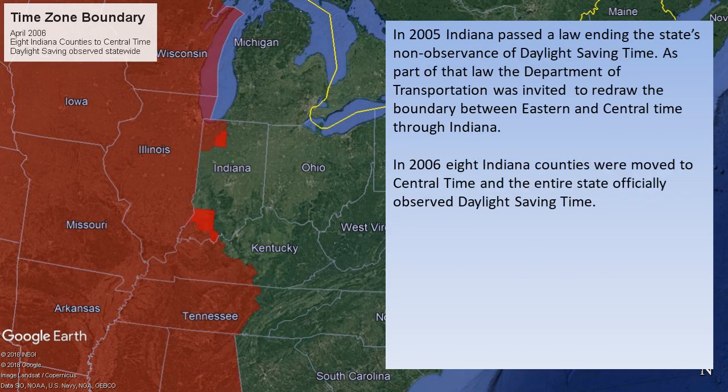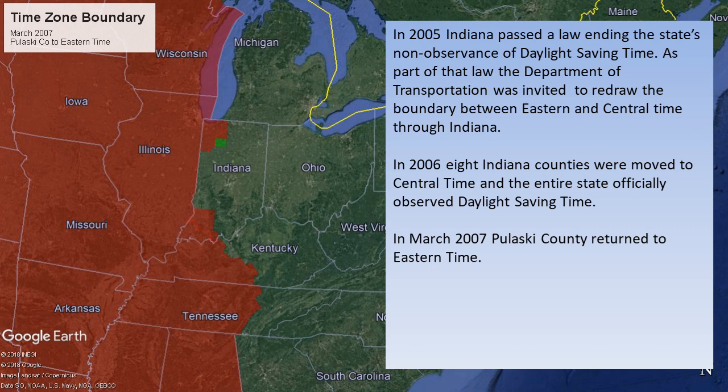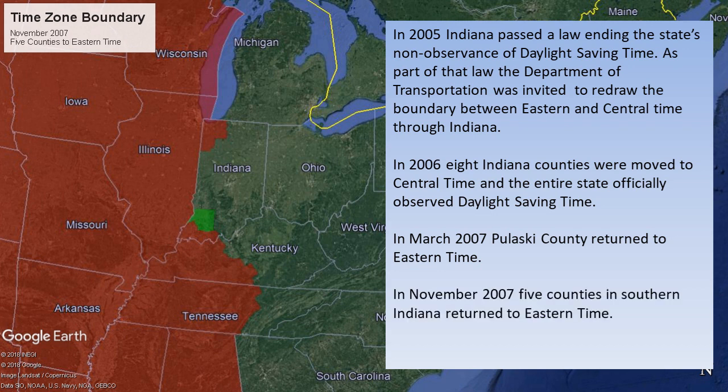In 2005 Indiana passed a law ending the state's non-observance of daylight saving time. As part of that law the Department of Transportation was invited to redraw the boundary between Eastern and Central Time through Indiana. In 2006 8 Indiana counties were moved to Central Time and the entire state officially observed daylight saving time. In March 2007 Pulaski County returned to Eastern Time. In November 2007 5 counties in southern Indiana returned to Eastern Time.